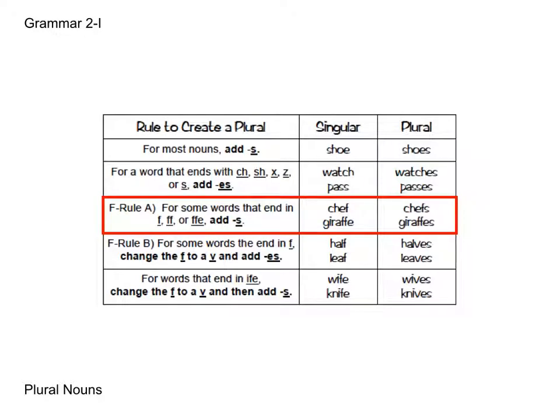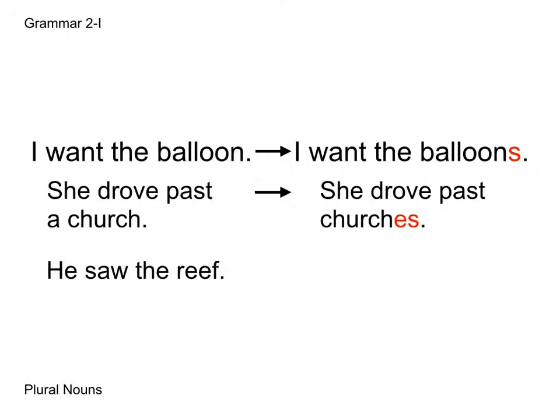Our next rule is for words that end in f, ff, or ffe, add an s. So our example is chef and giraffe would become chefs and giraffes. So our example in a sentence would be he saw the reef would become he saw the reefs. You're just adding an s to the end, similar to that first rule.